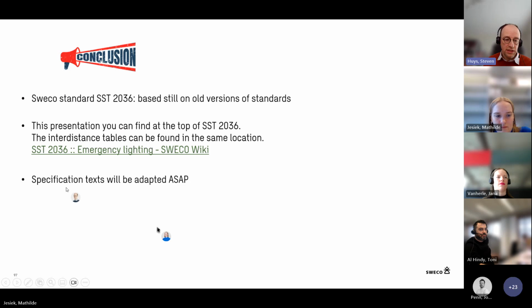And then, as a last thing, the specification texts, especially the safety signs, must have an update, and the other ones also need an update. And we will try to adapt them as soon as possible.